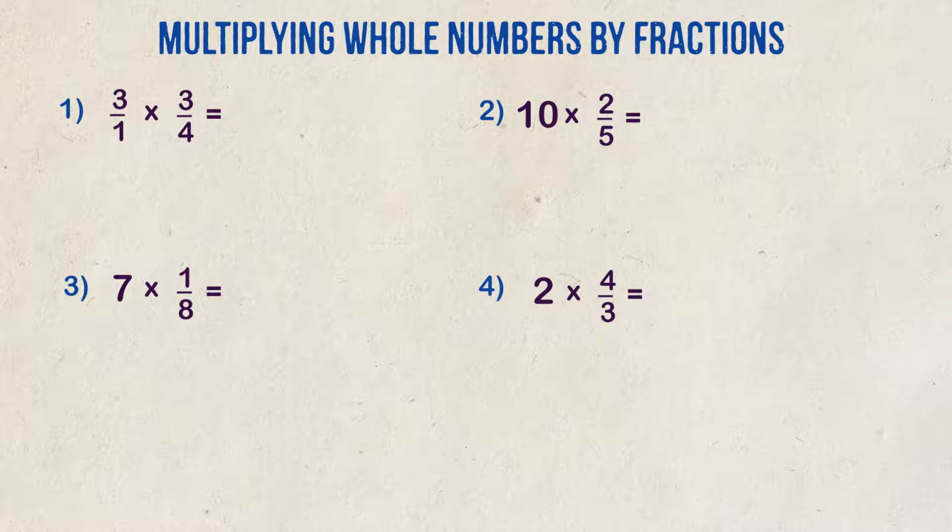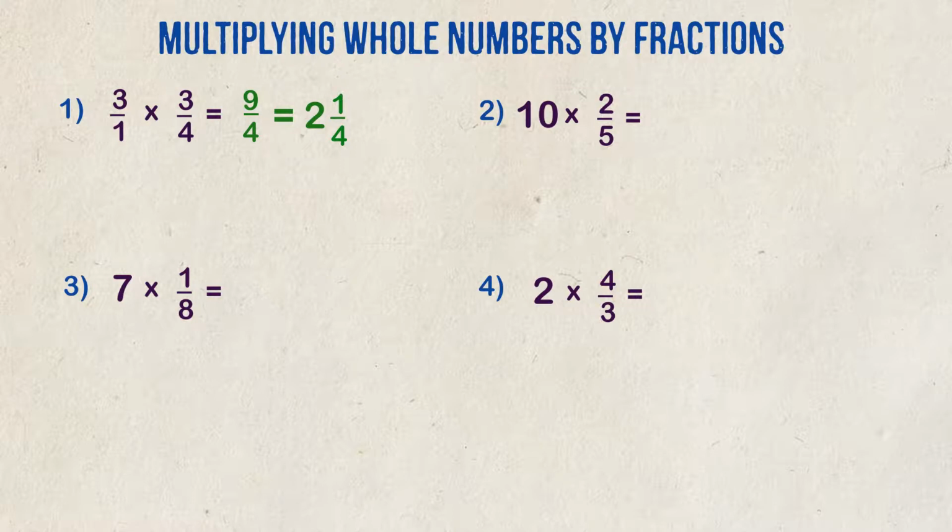We multiply straight across and get 9 over 4. That answer is an improper fraction. If you need to convert it to a mixed number, you would divide 4 into 9, which goes 2 times, with a remainder of 1. The answer of 3 times 3/4 is equal to 2 1/4.